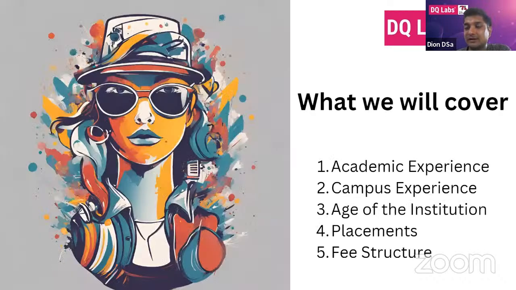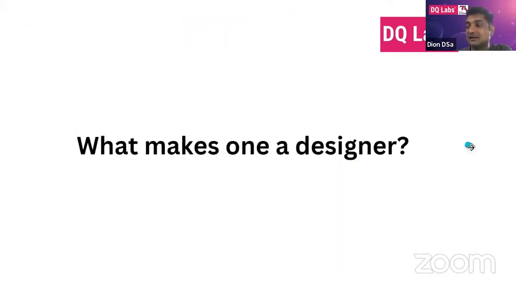Right. So what are we going to cover in this session? We're going to cover a few things. Number one, the academic experience that you'll get at different schools, the campus experience, or the impact of a campus on your personality. The impact of the academic philosophy on your personality, the impact of age on your personality, or maybe placements and fee structure and the opportunities you get, all of that is covered.